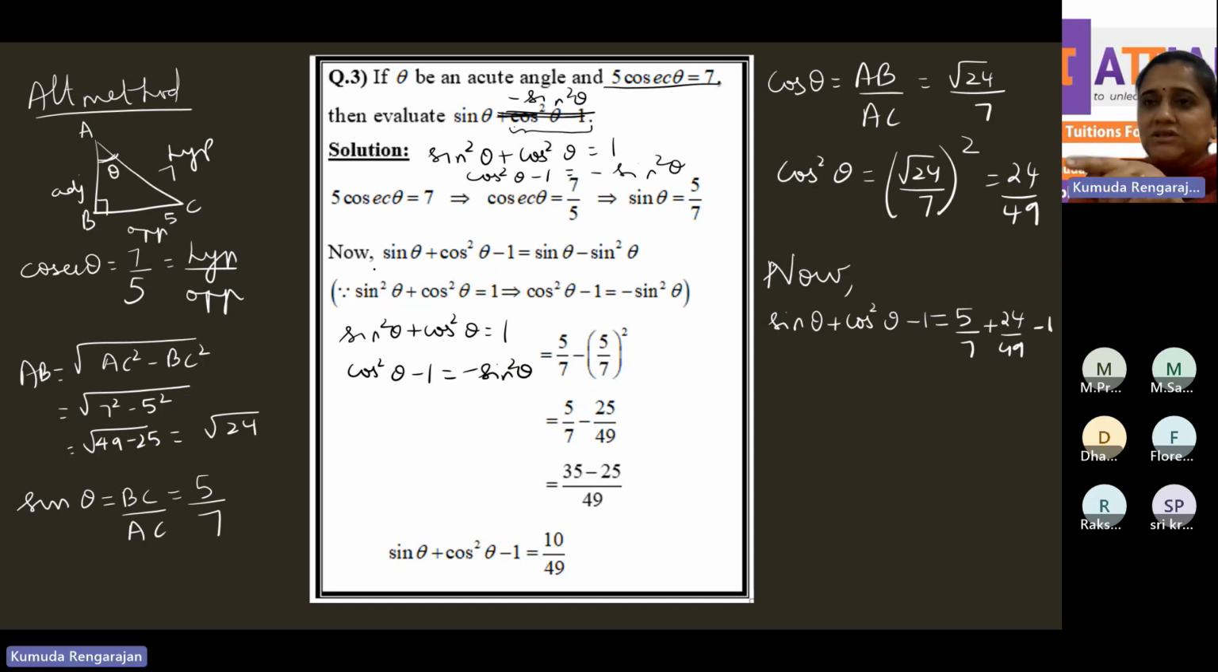Now in the question, it's given that cosecant theta is 7 by 5. Reciprocal of that is sine theta. What is sine theta? 5 by 7. So if sine theta is 5 by 7, what is sine square theta? 5 by 7 the whole square, 25 by 49. So substitute and do it. You don't need the triangle at all here, and the identity also.